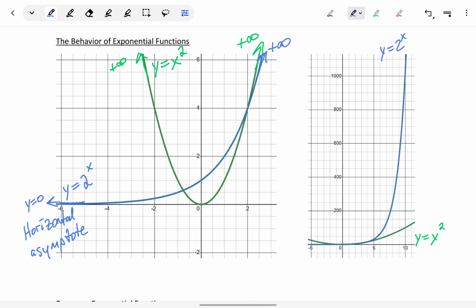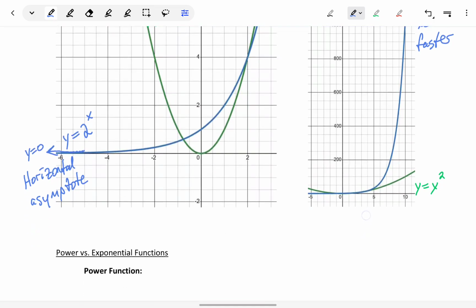And we start to see very different behavior on the right-hand side of this graph. Both curves are still increasing, headed to infinity, but the graph for our exponential function is approaching positive infinity much faster. And that's a primary difference between power functions or polynomials in general and exponential functions. They can both be increasing, but that rate of increase is much faster.